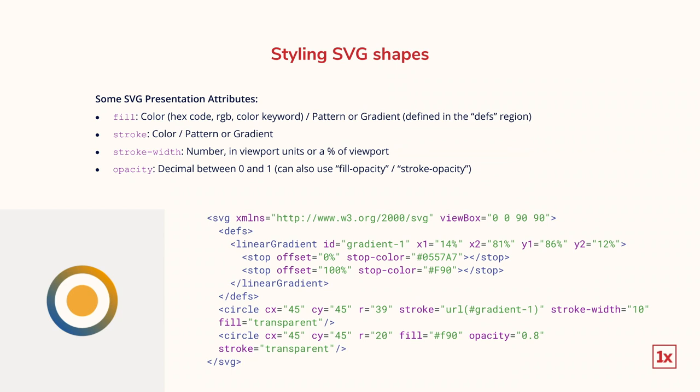So in this example, we are creating a gradient here at the top, and then we're using it to fill the outer circle, as you can see here. We're using it here to fill the stroke with a width of 10. And then the inner circle, we're filling with an orange color, as we can see here. So this is a good example of how to use attributes.